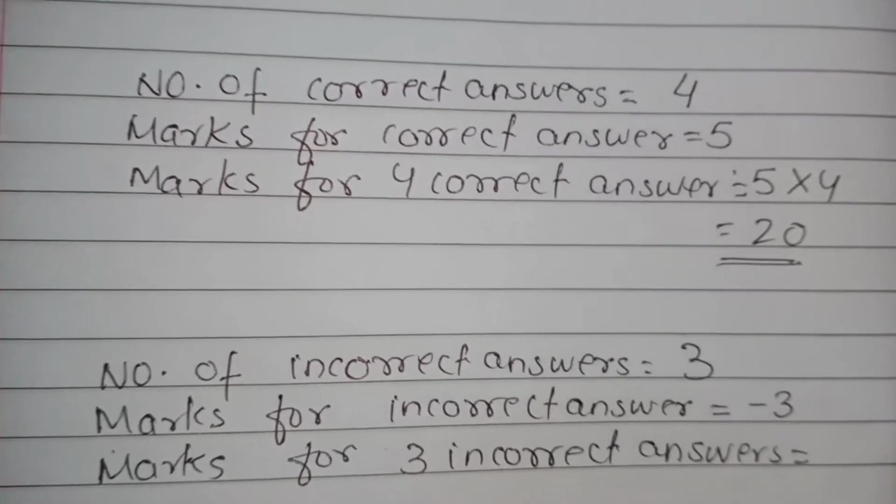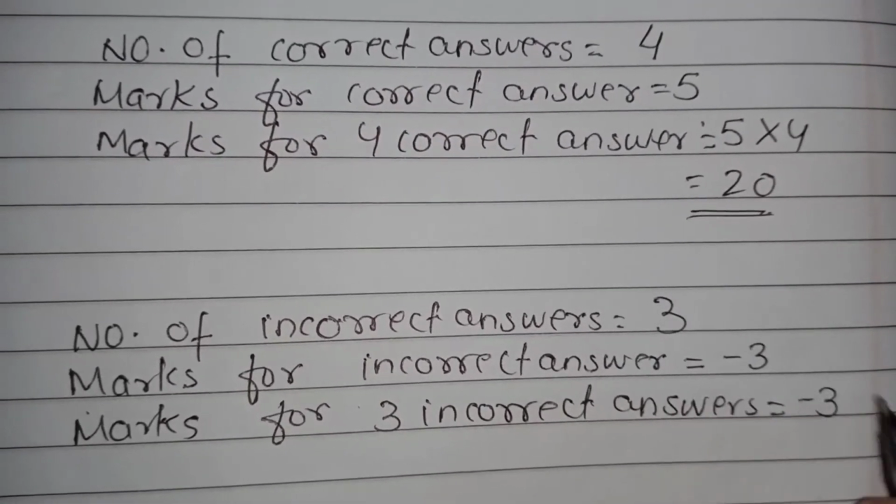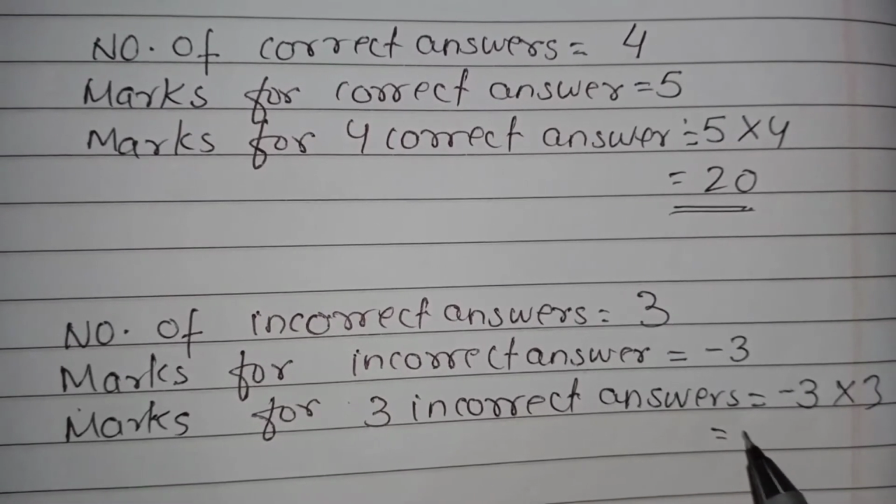The marks for 3 incorrect answers is equal to, for 1 it is minus 3, and for 3 it will be into 3. That means minus plus minus, 3 threes are 9.